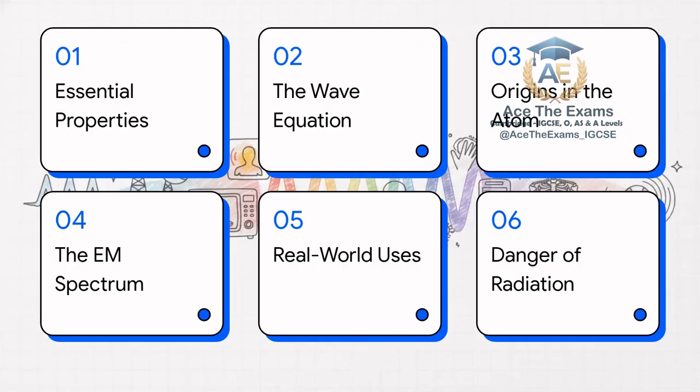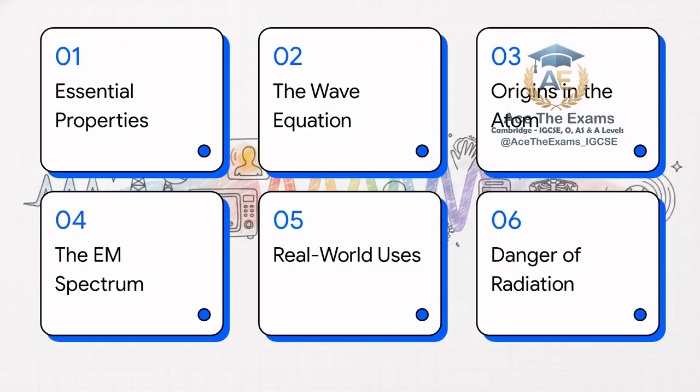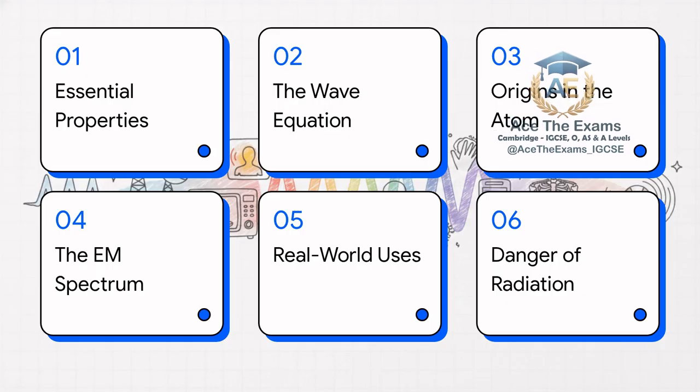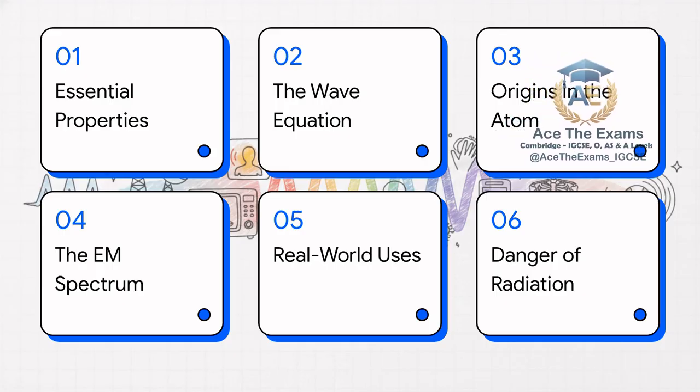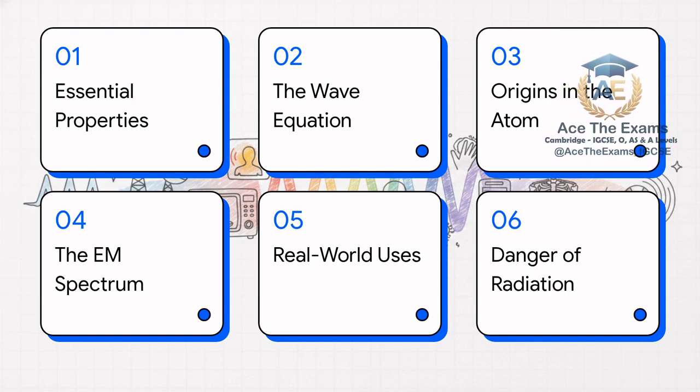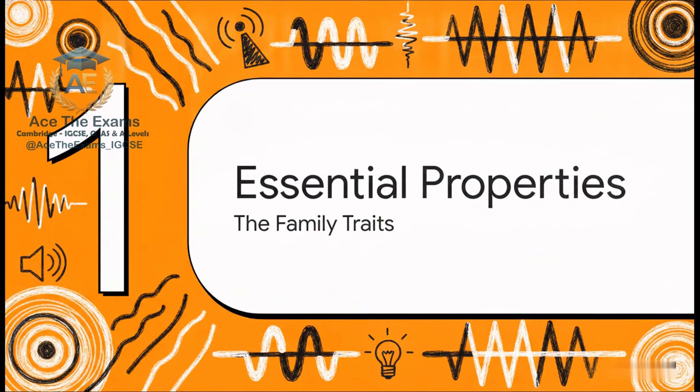Okay, here's our roadmap for today. We're going to cover the essential properties of waves, the wave equation, origins in the atom, the electromagnetic spectrum, real-world applications, and finally, the danger of radiation. Let's jump right in. Section 1.